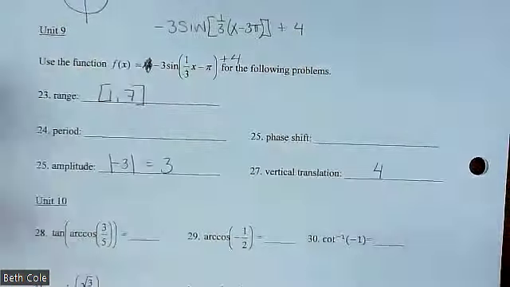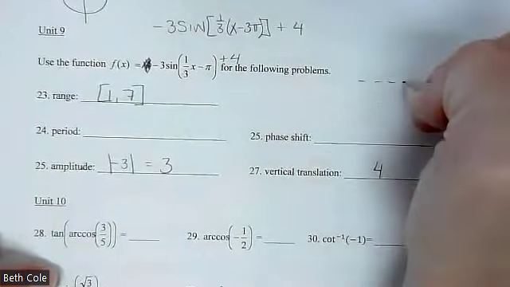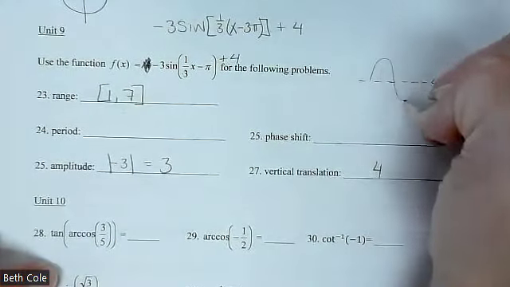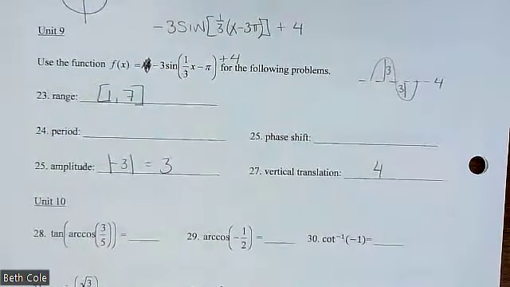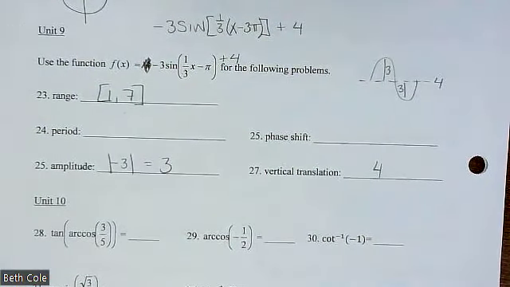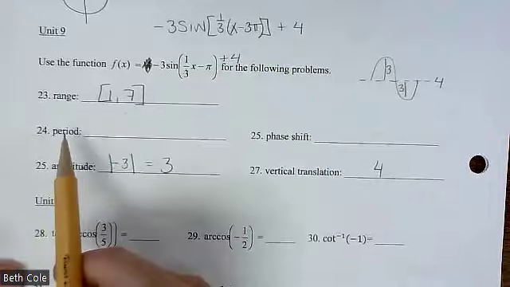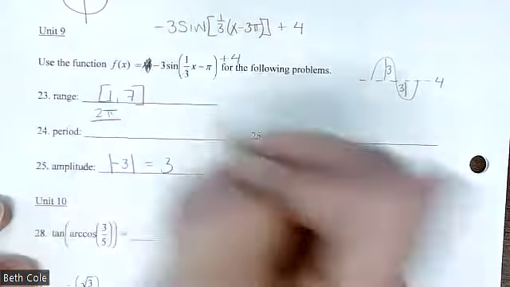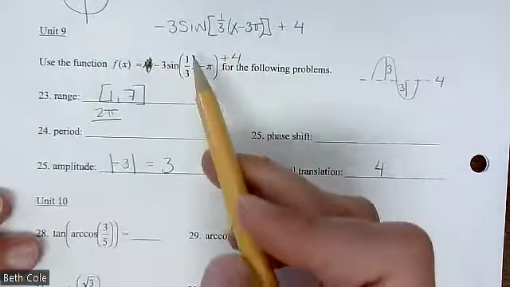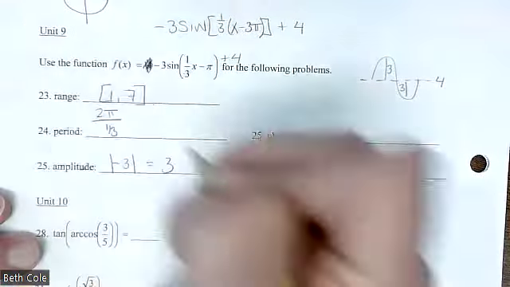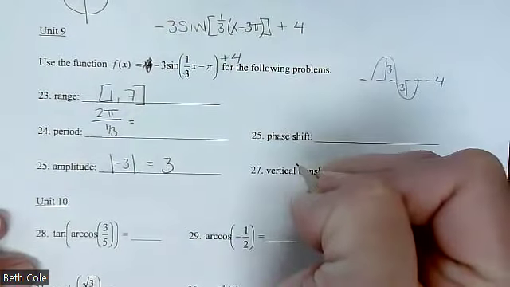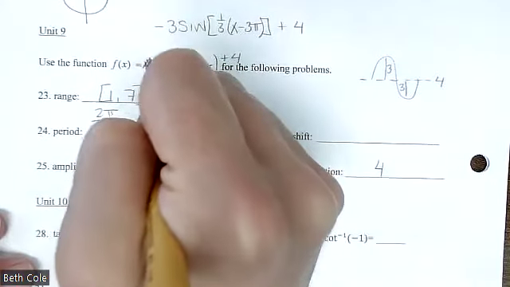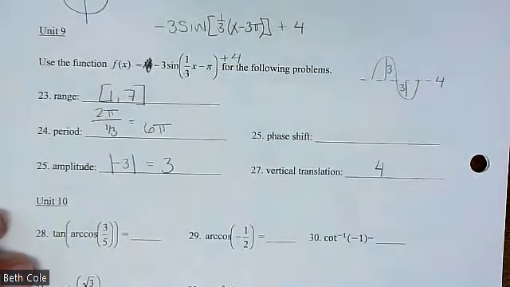So 1 to 7. You can always draw a picture. Remember, this is what I had you do when we drew a picture. You don't have to, but you could. Always just write it down if you need to, right? Period is 2 pi over whatever was in front of the x, which is 1/3. So what would that give you? Yeah, 6 pi, good. You're multiplying by 3.